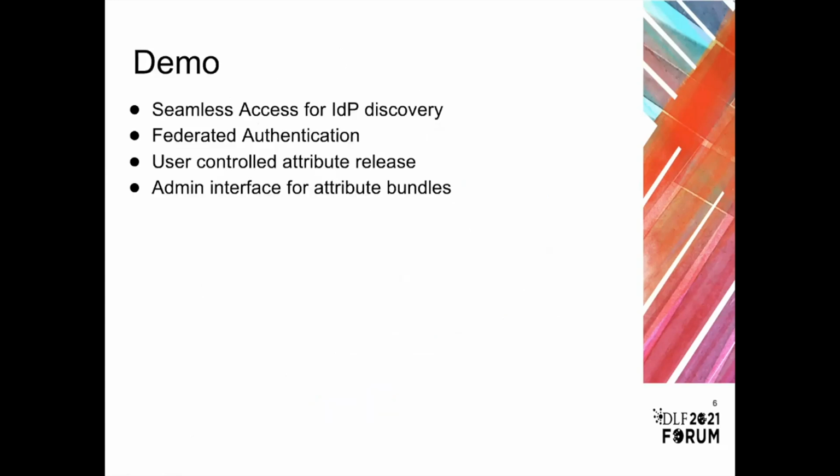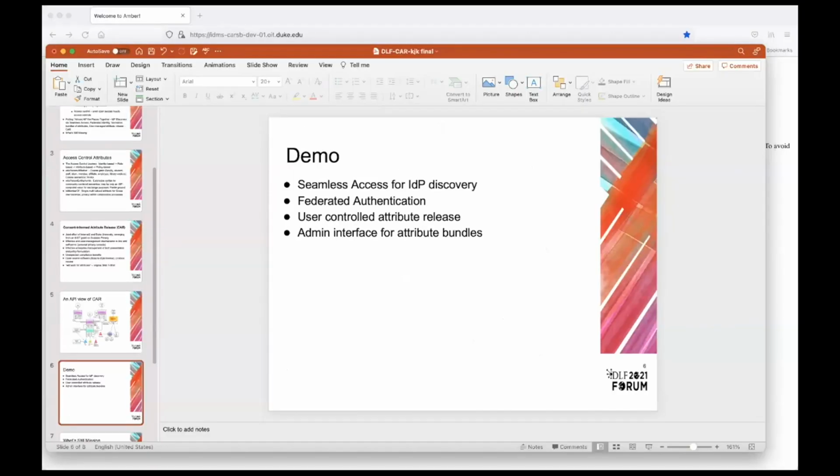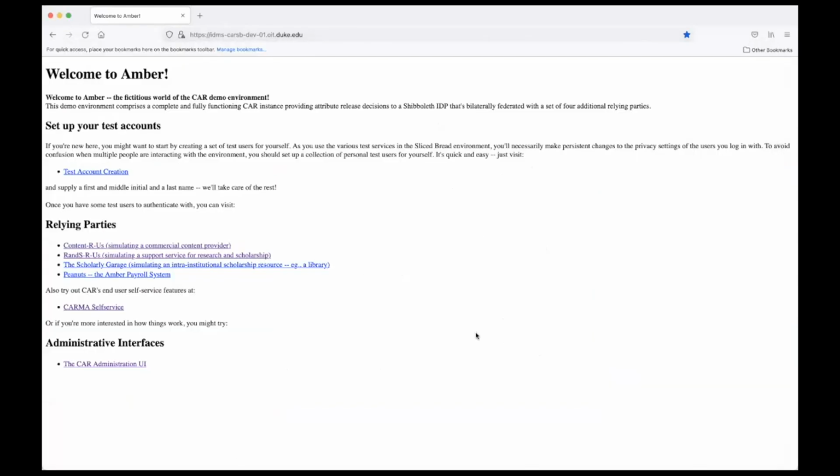What I'm about to demonstrate now is seamless access followed by federated authentication several times for several users, user-controlled attribute release via CAR, and the admin interface that allows all this to work. So I'm going to switch to my browser, and I'm at my identity provider, Amber, and I'm about to go off to various resources and release attributes.